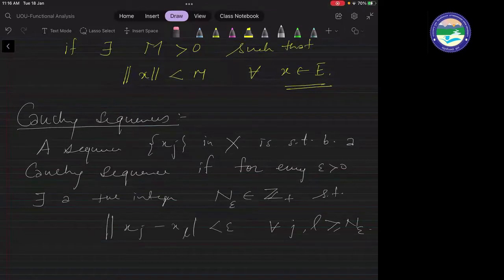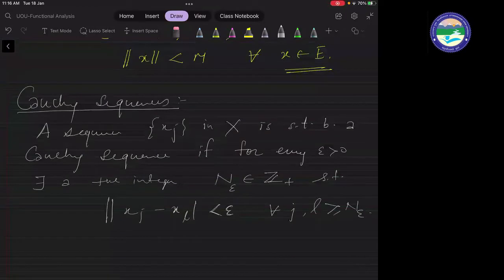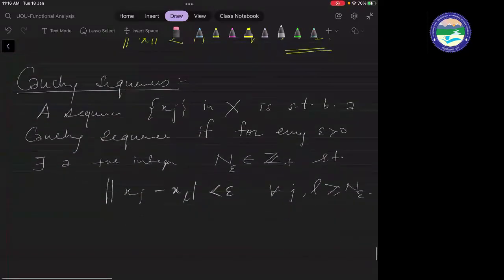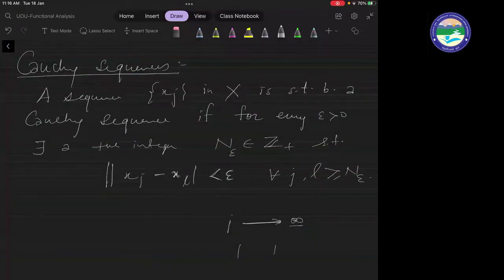Okay, so this means the tail of the sequence will be contained in an epsilon neighborhood. So as j goes to infinity, the distance between the members becomes very small. So this is what a Cauchy sequence is. So you must have seen a result from real analysis that every Cauchy sequence is bounded.